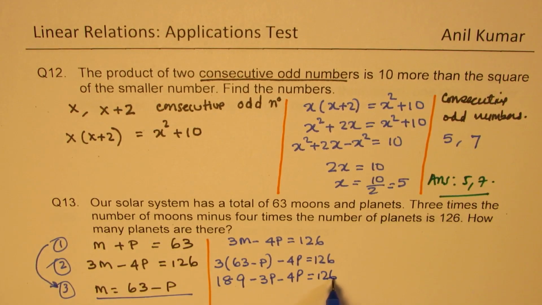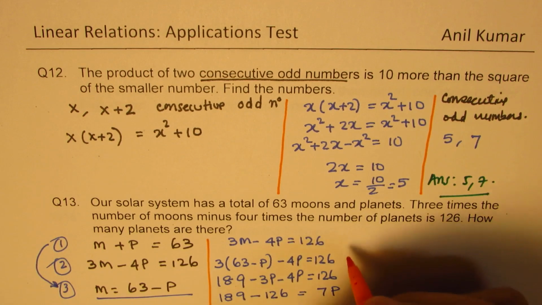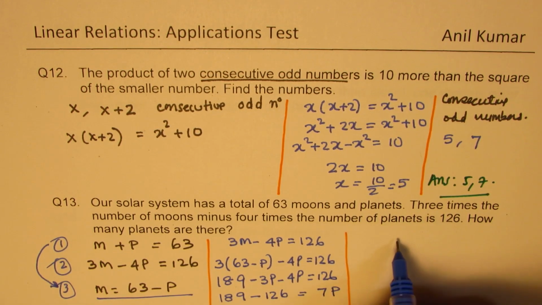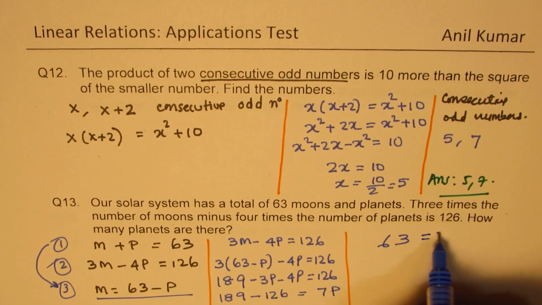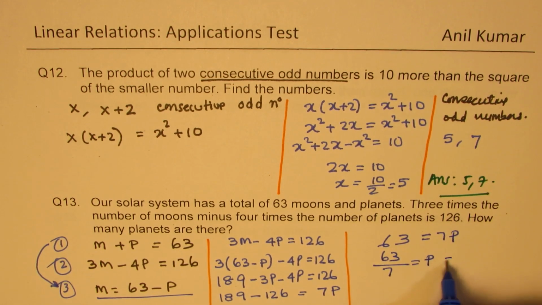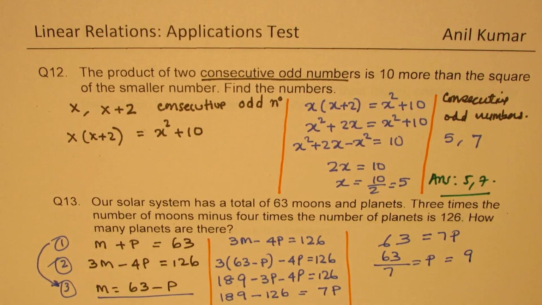So we will bring the numbers on this side, 189 minus 126. These two negative quantities, when they add, they become 7P, and taking this on the right side, we get 7P. Correct? So 189 minus 126: 9 take away 6 is 3, 8 take away 2 is 6, 1 take away 1 is 0, so 63 is 7P. So 63 divided by 7 is the number of planets, which is 9. Correct? So we know there are 9 planets.